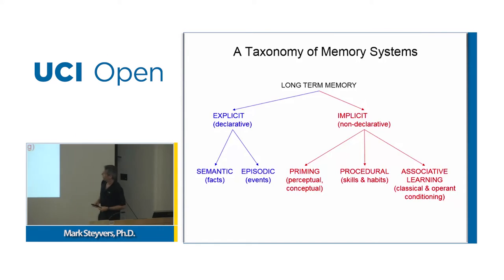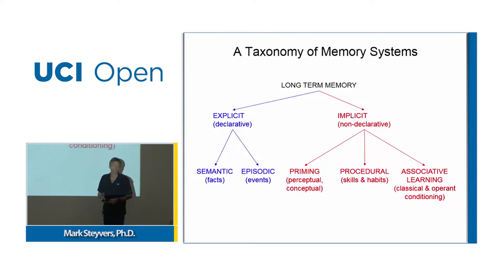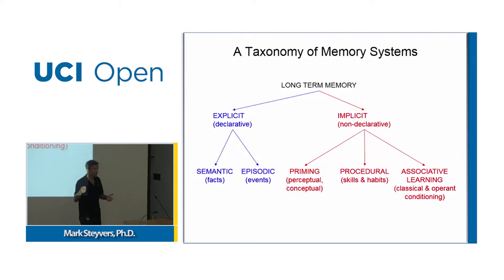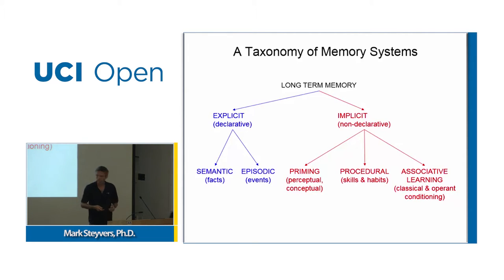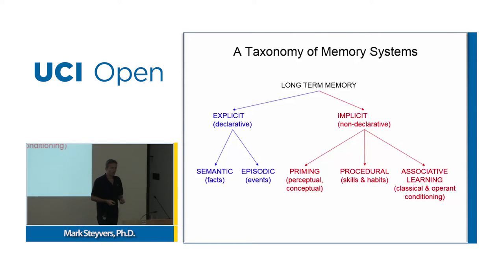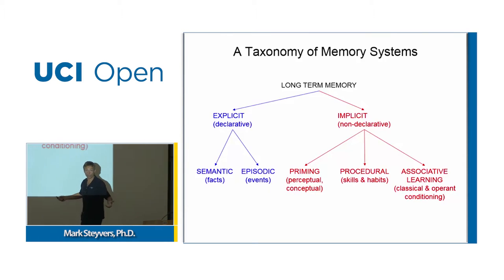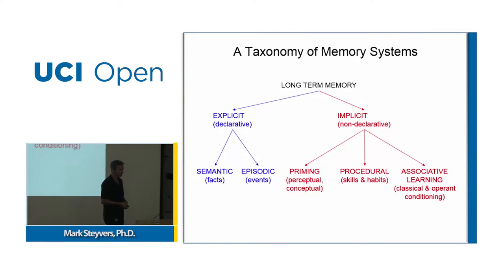Another type of implicit memories are procedural memories. So when you learn a new skill, when you learn, let's say, to drive a car, to ride a bike, initially those memories are very explicit, declarative. You have to remember a sequence of instructions in order to operate a car. But gradually, these become skills. In fact, it's very difficult probably for many of you to explain to somebody else how to drive a car. You just know how to do it. And those are implicit memories.